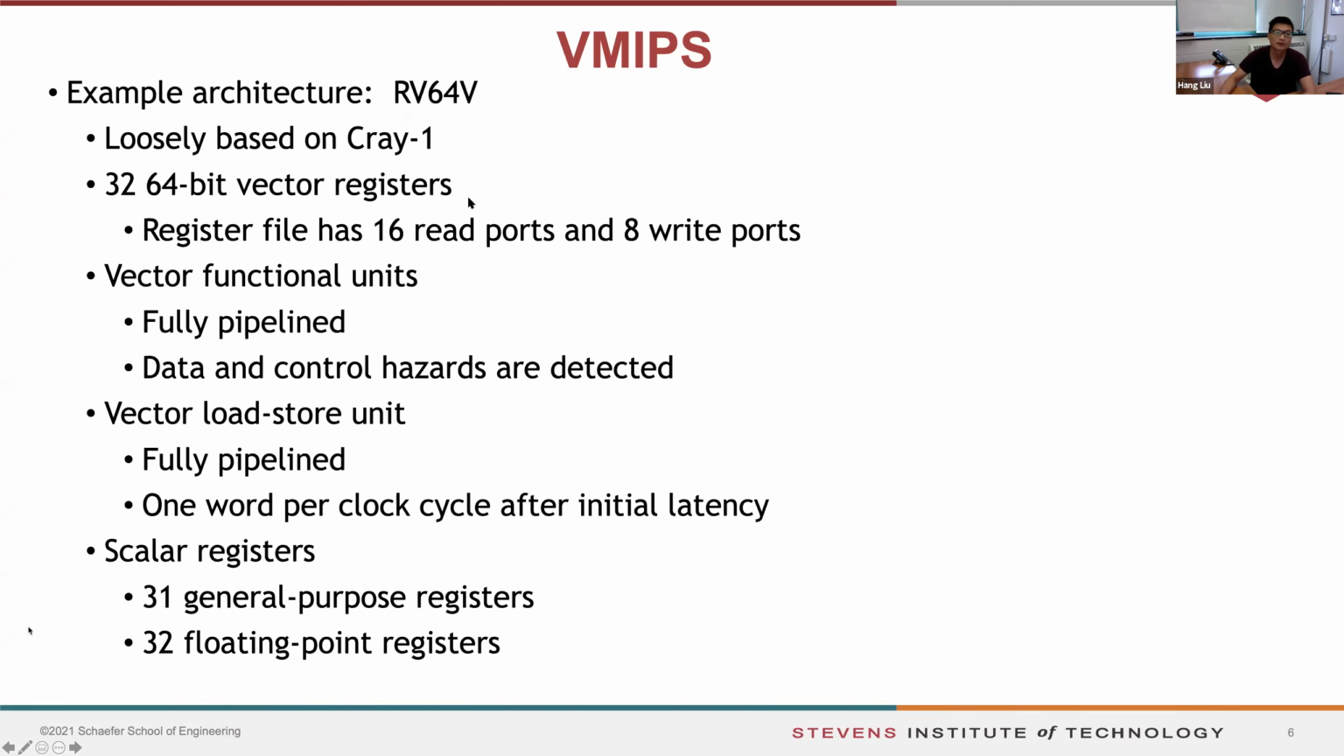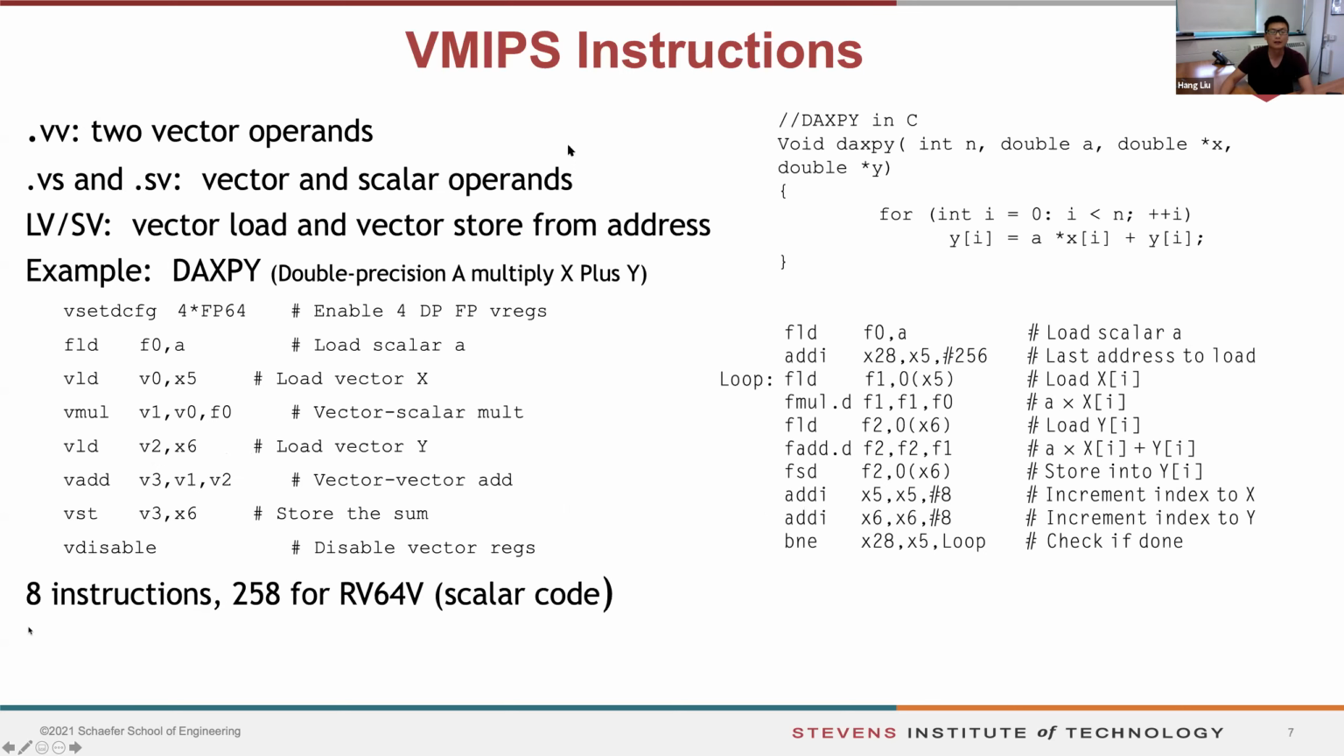To 64-bit vector registers. The register file has 16 read ports and 8 write ports. We have vectorized function units, fully pipelined, and data and control hazards are detected. Vectorized load and store unit, fully pipelined, 1 word per clock cycle after initial latency. Scalar registers, we also have those, like 31 general purpose and 32 floating point. So this is the vectorized MIPS.